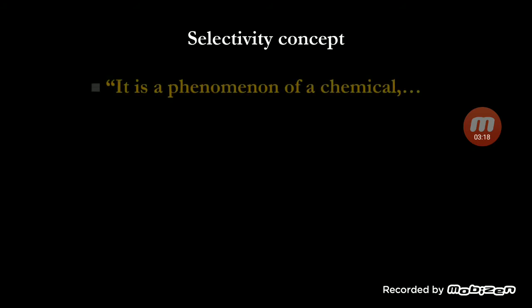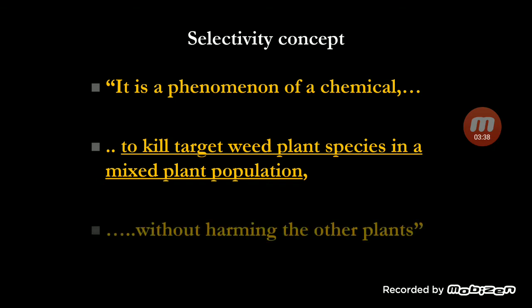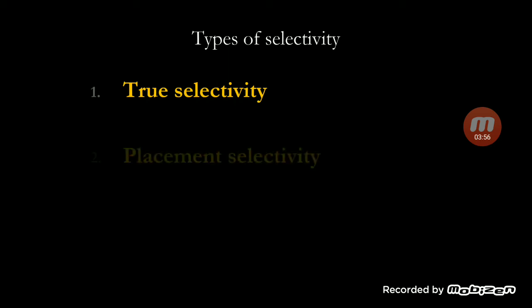Then the concept of selectivity. In terminology, we can say selectivity is the phenomenon of a chemical to kill the target weed plant species in a mixed plant population without affecting other plants. I told you earlier that it kills some plants without affecting others. That phenomenon is called the selectivity phenomenon. So, selectivity of herbicide can be of two types. One is true selectivity and another is placement selectivity.